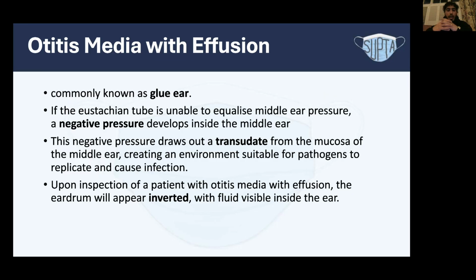So we have a negative pressure that develops inside the middle ear. Because the pressure is so low, it draws out transudate from the mucosa. So fluid builds up, and unfortunately, this is a great place for pathogens to replicate and cause an infection. How we will identify these patients is we'll look inside the ear. The eardrum will be inverted and the fluid will be visible. In most cases it looks bubbly, but I have some photos to show you after as well.